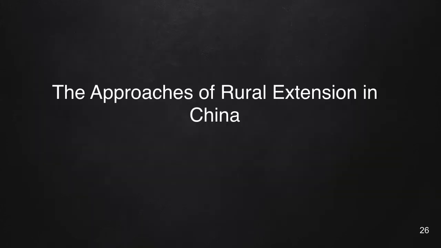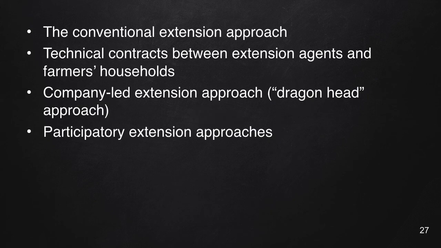Since the 1980s, apart from the conventional top-down approach, many other new approaches to extension have been developed and tested in different areas of the country. The following are some of the most important approaches. First is the conventional extension approach, then technical contracts between extension agents and farmers' households, the company-led extension approach, which is also known as the dragon head approach, and the participatory extension approaches.